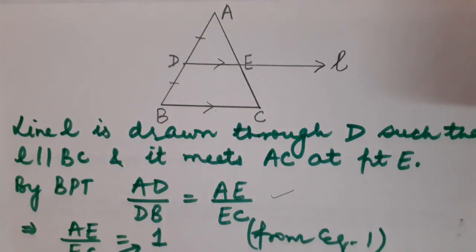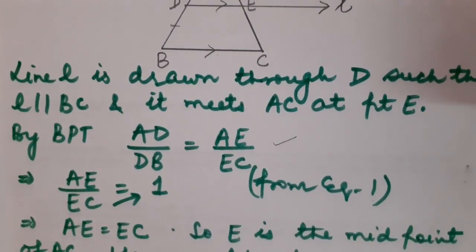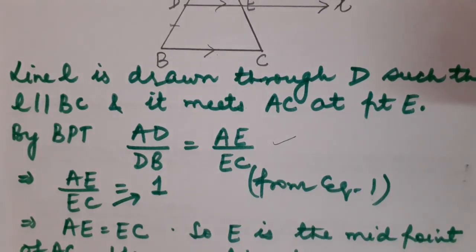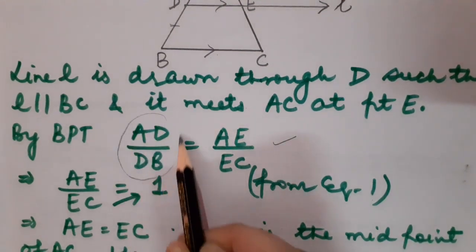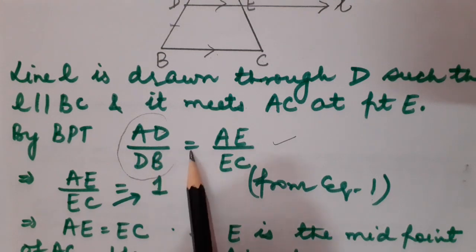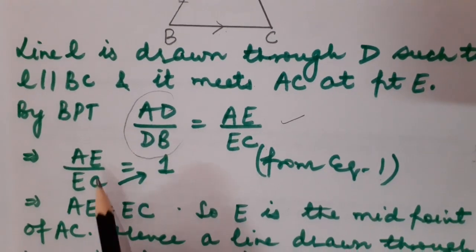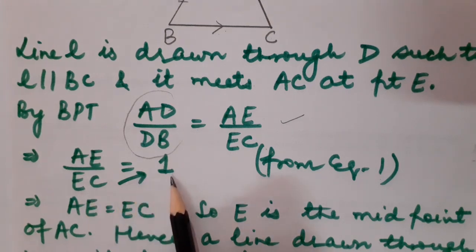Got it, children? Now as I know that D is the midpoint of AB, AD must be equal to DB. And I have explained that if AD is equal to DB, then we can write AD upon DB is equal to 1. Correct? So this is AD upon DB only. So can I write that 1 is equal to AE upon EC? So it implies AE upon EC is equal to 1.